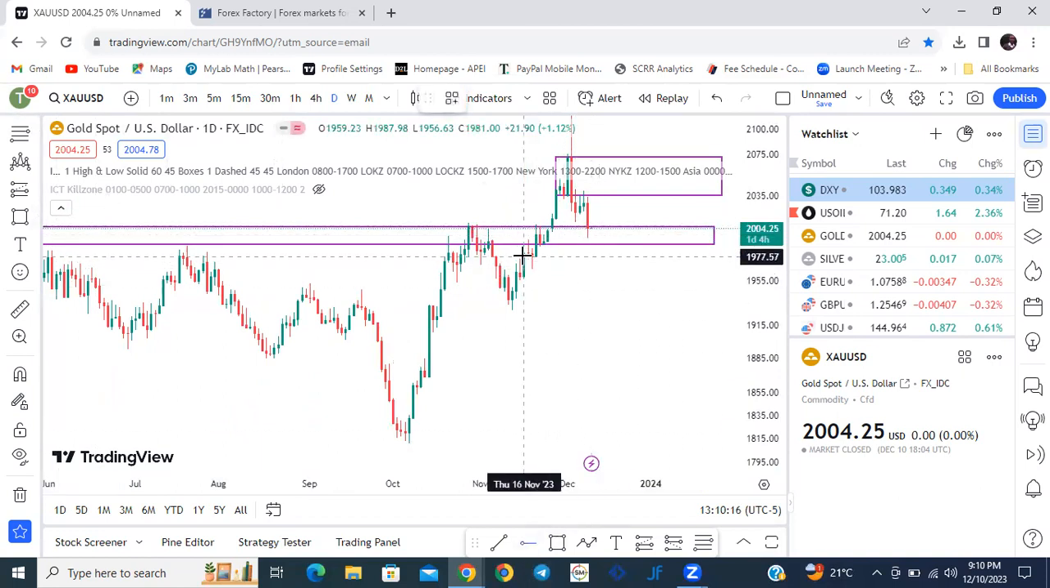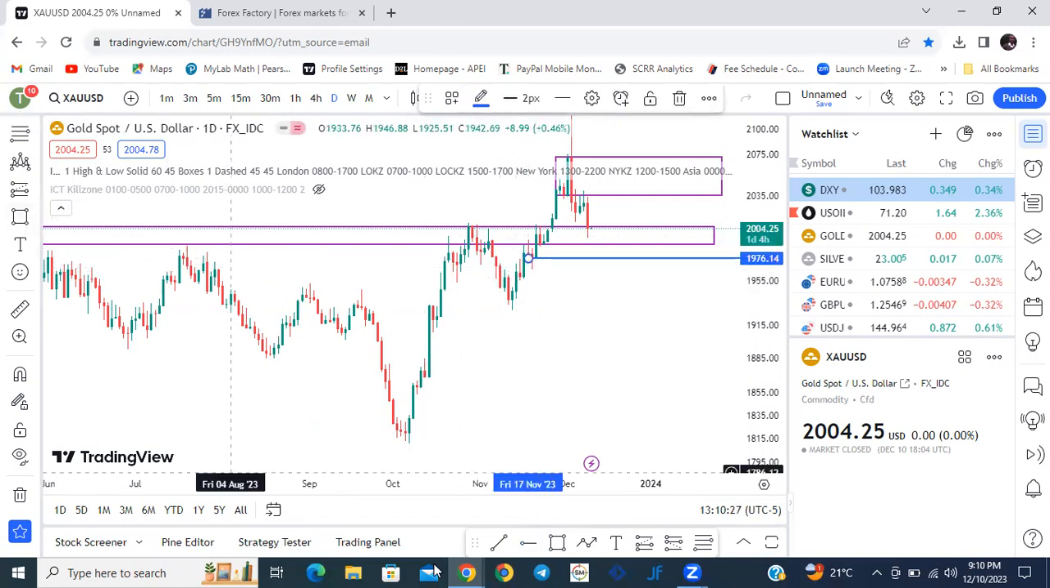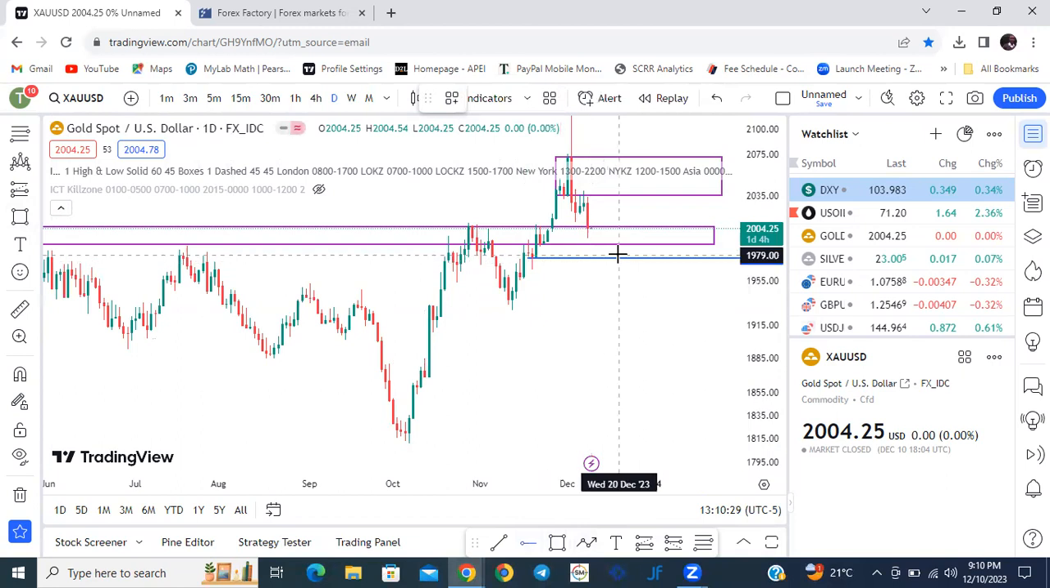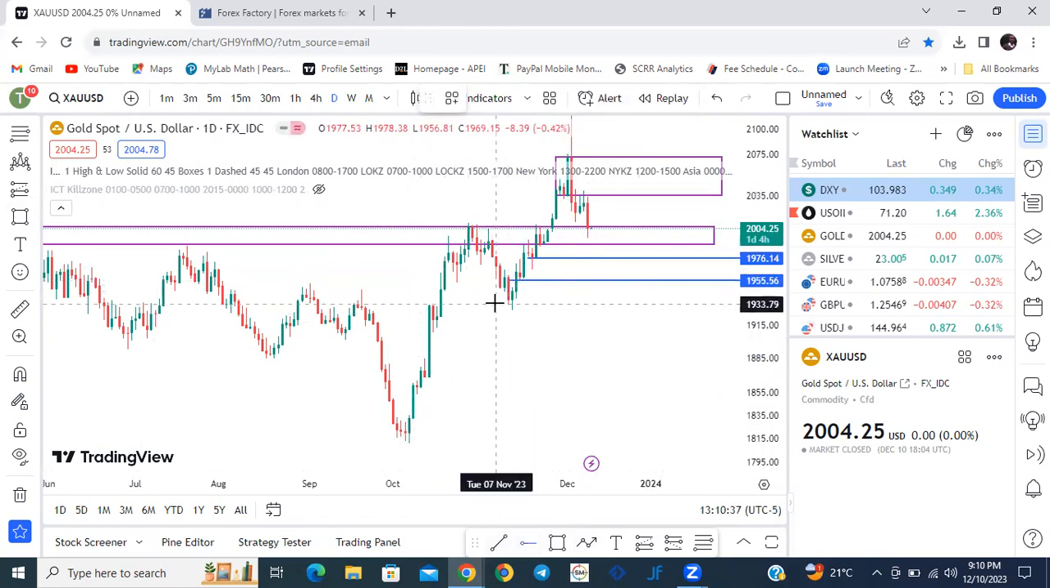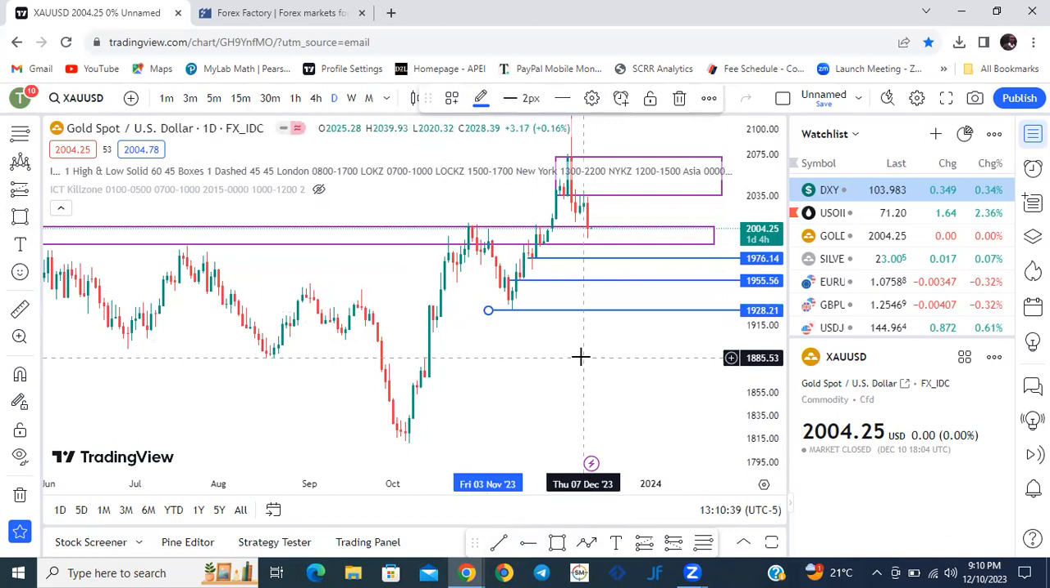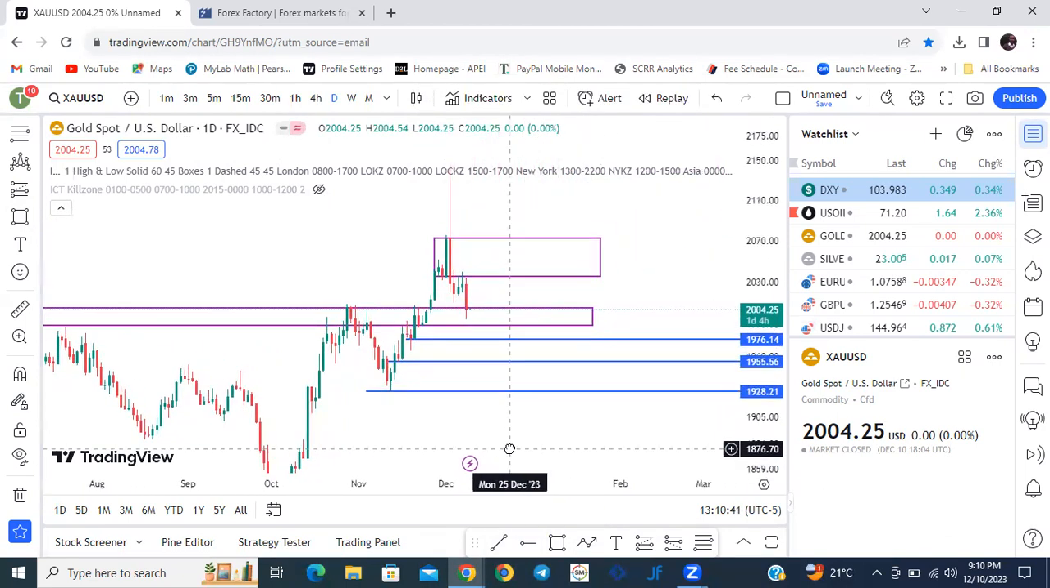We might want to see gold around 1977. That's the level. If this area does not hold, then we might want to see the price come all the way to around 1955, and then finally to 1928. That is on the downside.